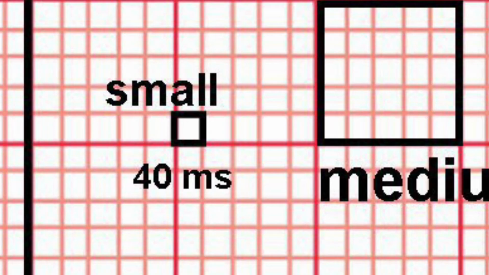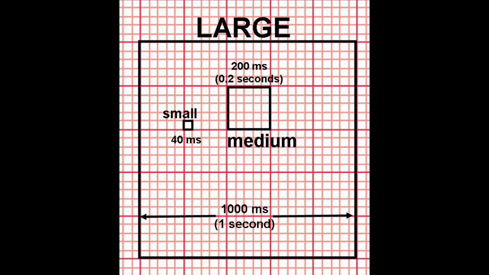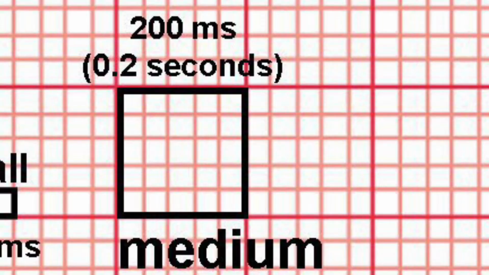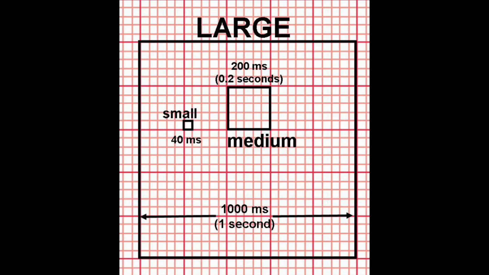So, I'd like to break up the ECG paper into blocks of small, medium, and big squares. The smallest squares represent 40 milliseconds. Every millisecond is 1/1000th of a second, by the way. So, 5 small squares, which make one medium-sized square, add up to 200 milliseconds. That is 0.2 seconds, or 1/5 of a second. 5 of these medium-sized squares make up a large square, which represents 1 second or 1000 milliseconds.